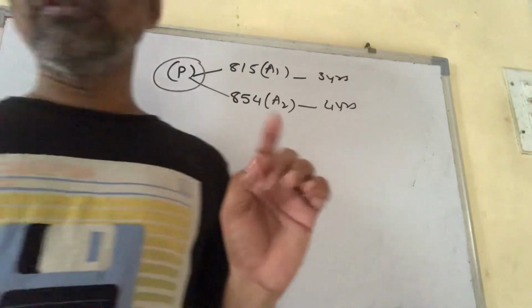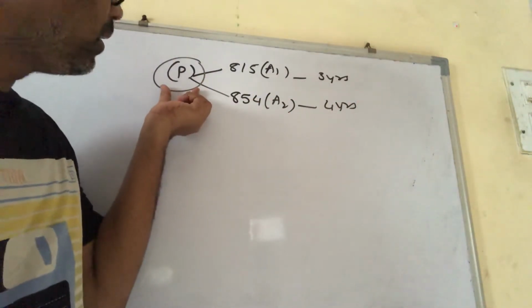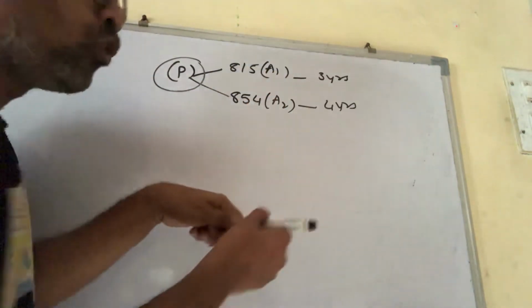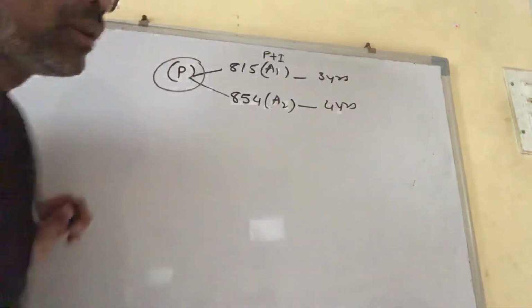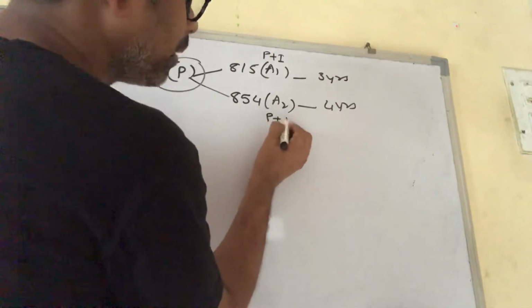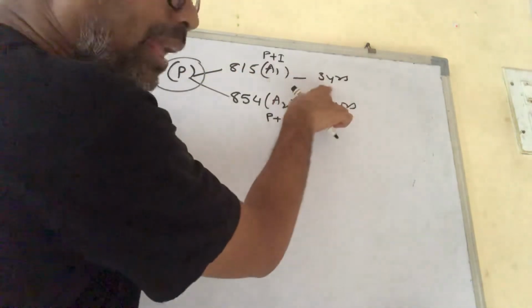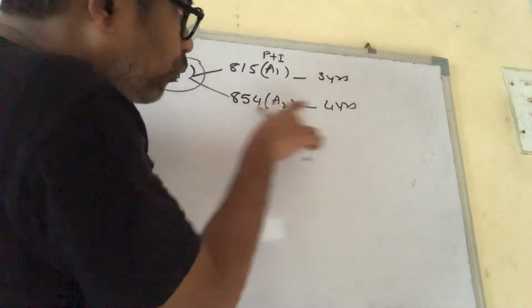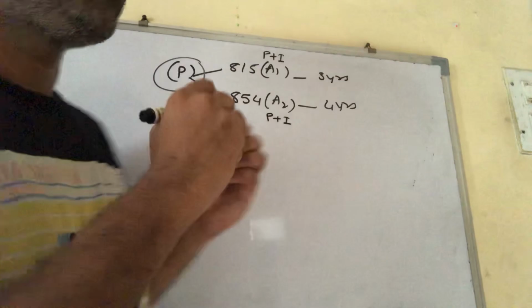Question number second says: a sum of money. That sum we have considered as the principal. That amounts to what? Hope everyone knows what amount is. Amount means principal plus interest. Remember this. So that principal amounts to 815 in 3 years, and the same principal amounts to 854 in how many years? 4 years. Then we have to find the principal.